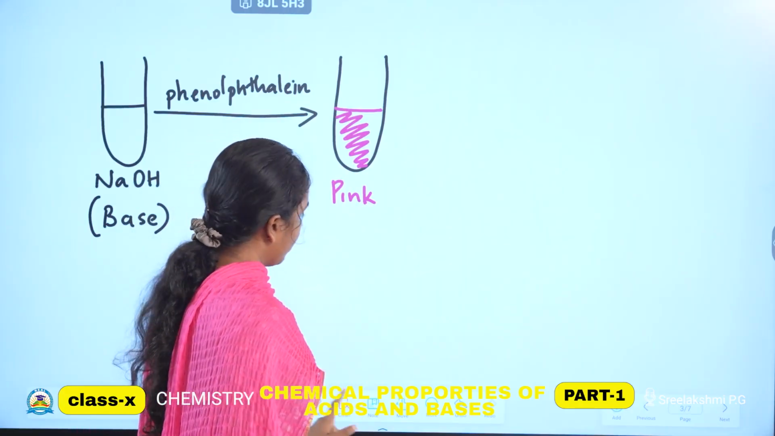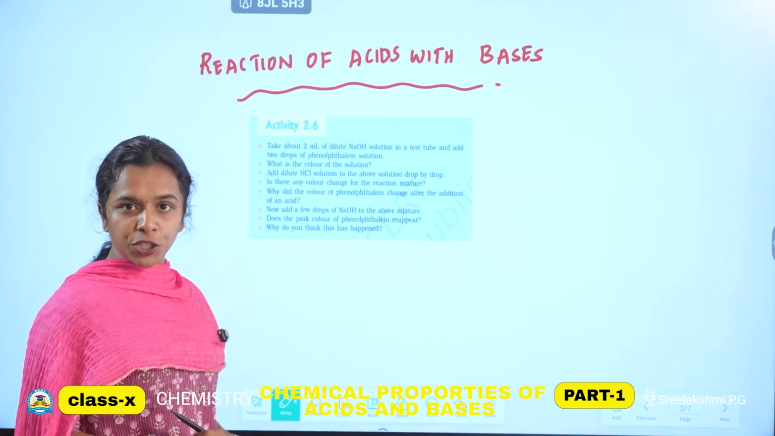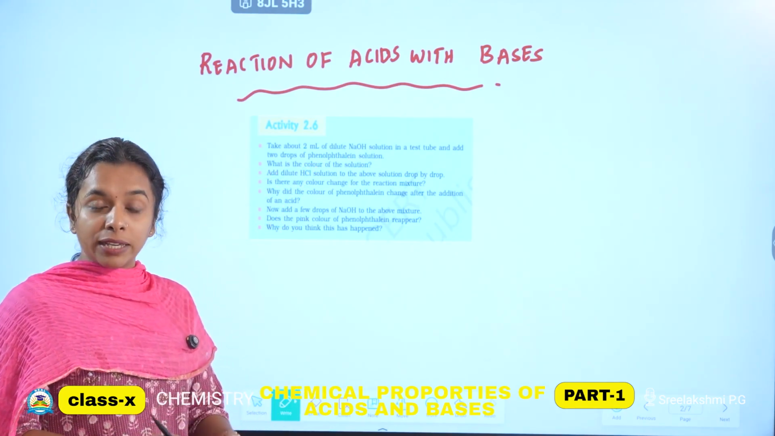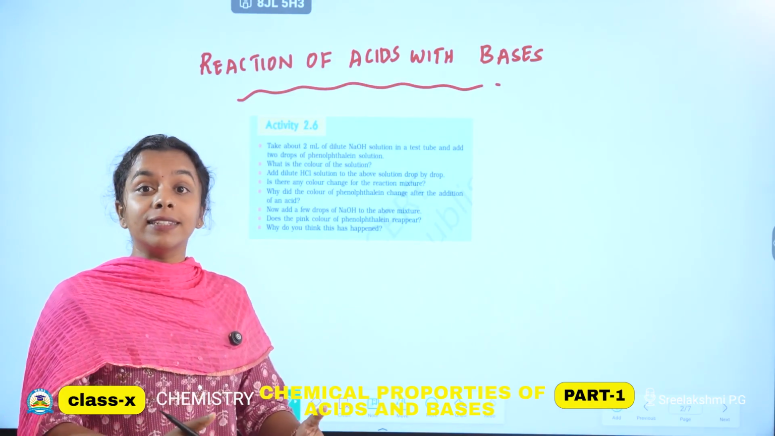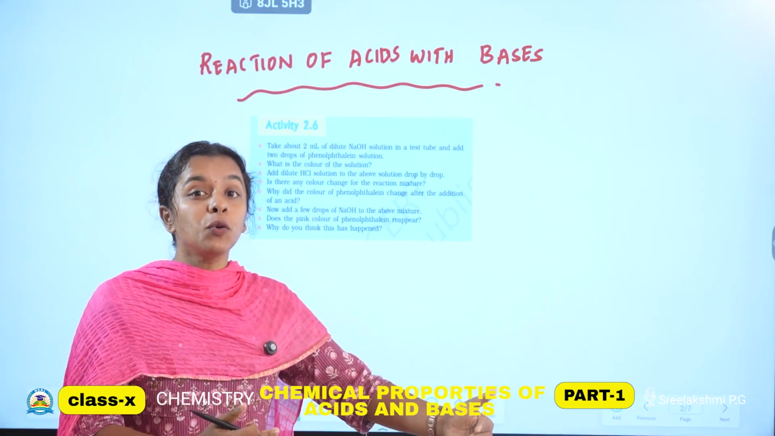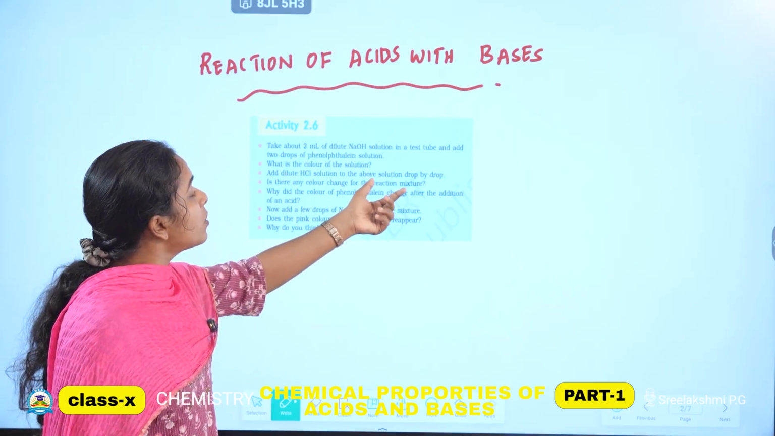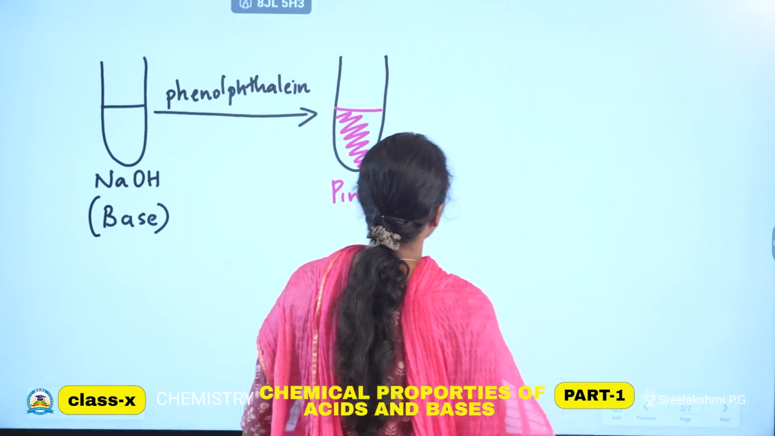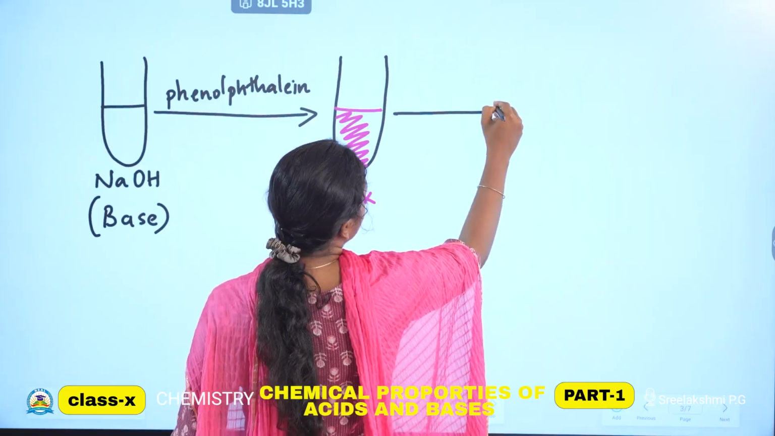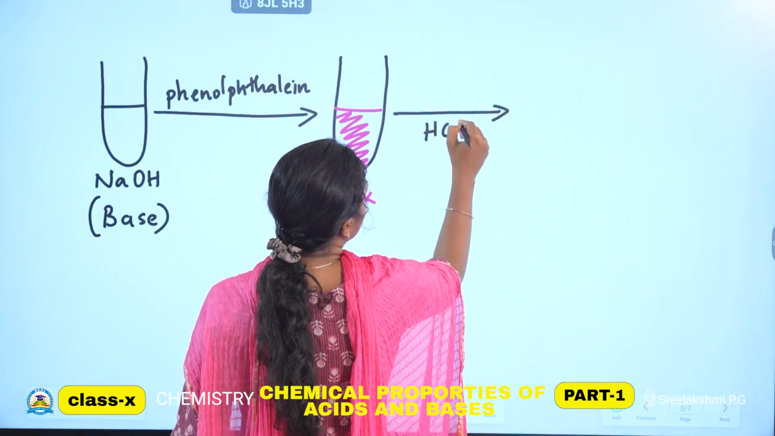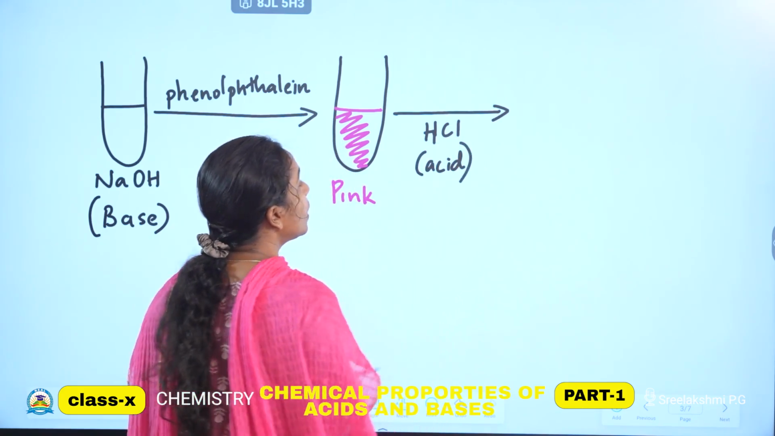Now we will look into the activity again. What is the color of this solution after adding phenolphthalein? NaOH was colorless. After adding phenolphthalein, the color of the solution has changed to pink. Now, add dilute HCl solution to the above solution drop by drop. So into this solution, we are going to add HCl. What is HCl? Yes, it is an acid, hydrochloric acid.